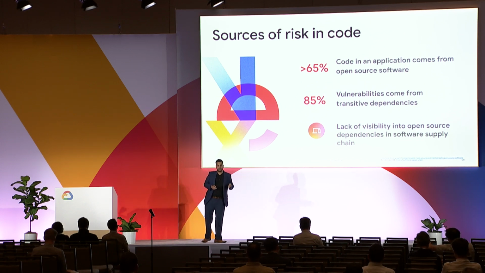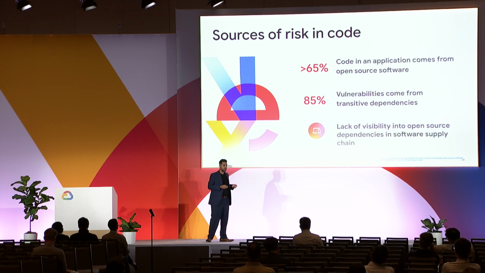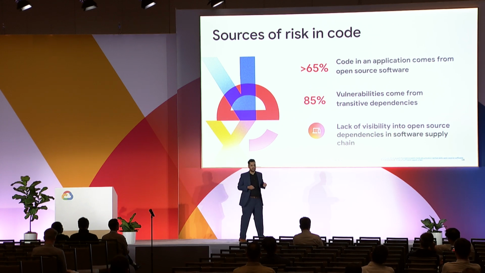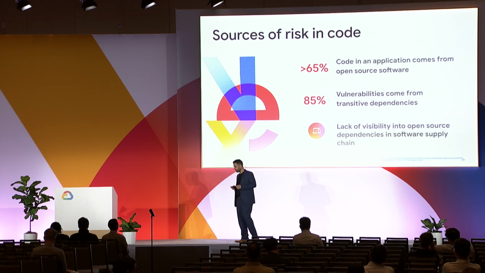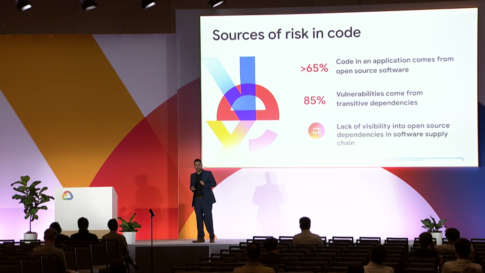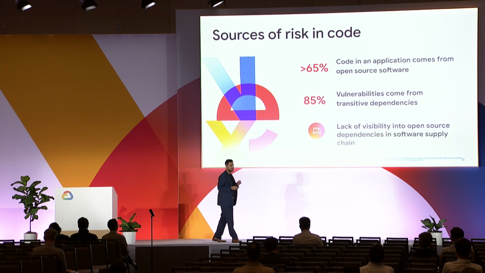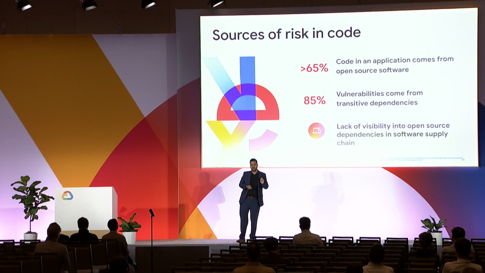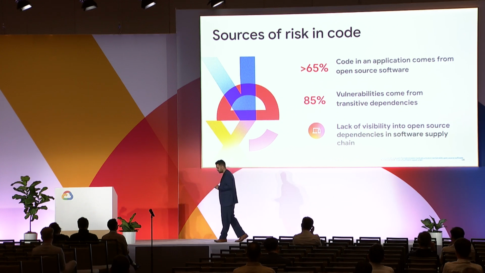Let's say you want to use TensorFlow. Now, TensorFlow is a package that has 40 to 50 dependencies that run multiple layers deep. And this is where things start getting tricky, because 85% of vulnerabilities come from transitive dependencies of the packages. Additionally, each open source software package that you want to use has its own software supply chain that becomes a key risk vector, and you have no visibility into it or control over it.